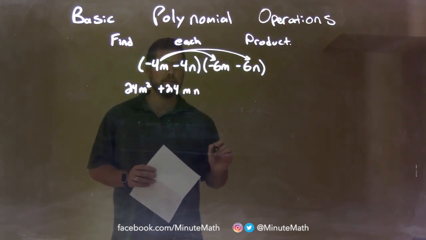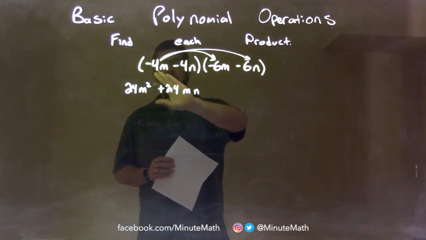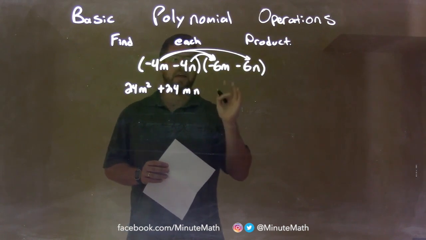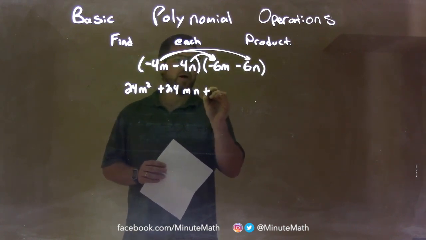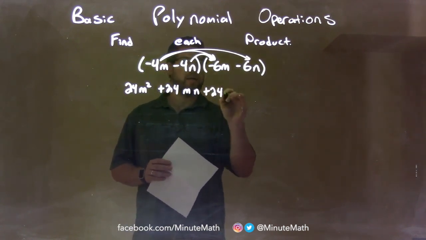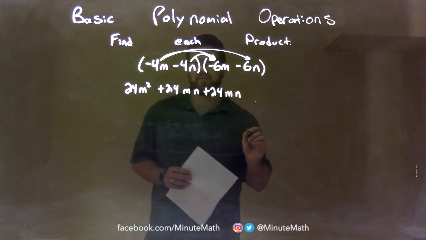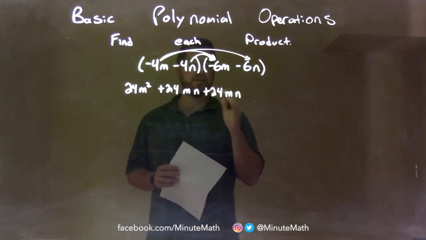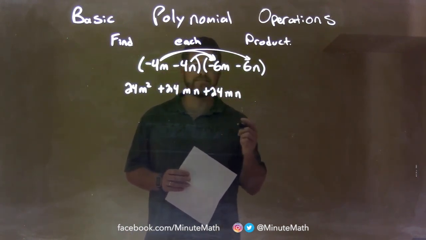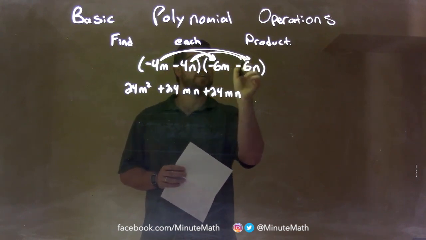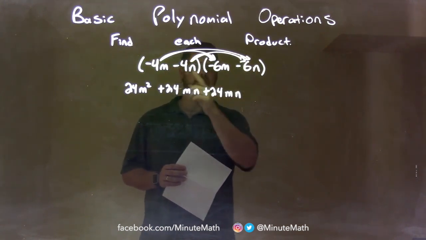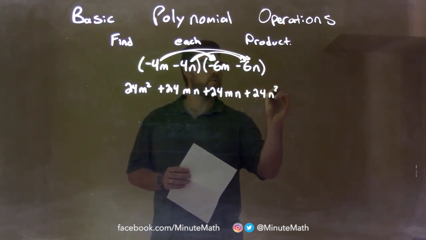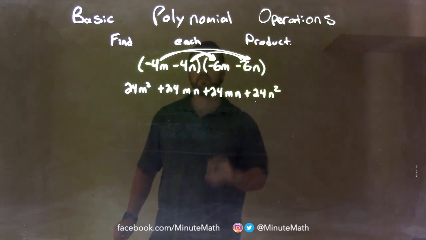mn. Okay, now I finished with my negative 4m. Multiply now the negative 4n. Negative 4n times a negative 6m is a positive 24, and that's m times n. I'm going to keep it the same order as I did that one here, because it really doesn't matter if it's n times m or m times n. Negative 4n times a negative 6n is a positive 24, and that's going to be n squared, because both of them have the variable n.